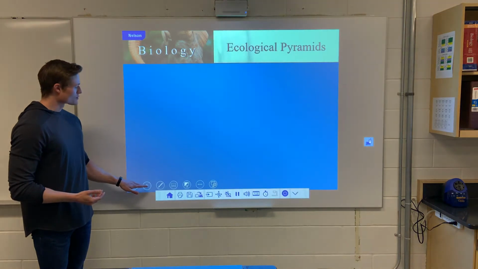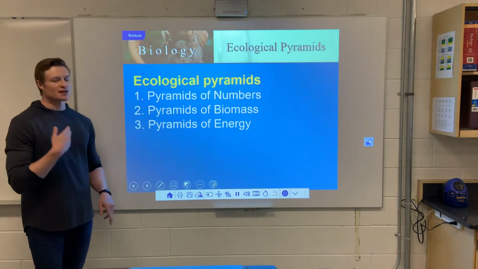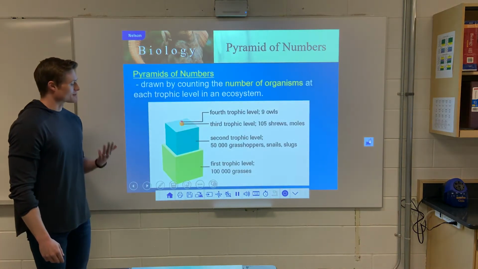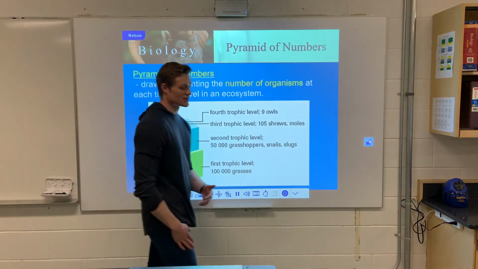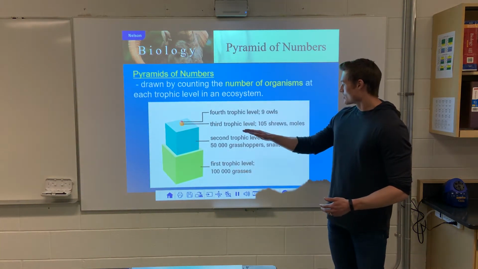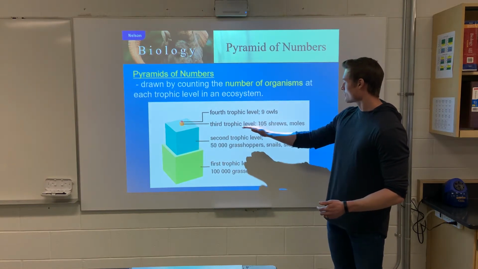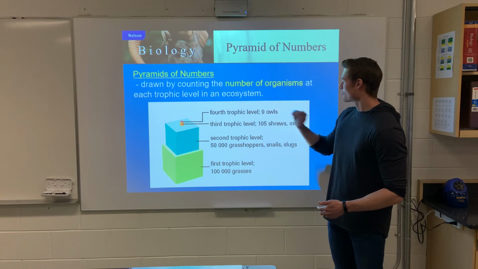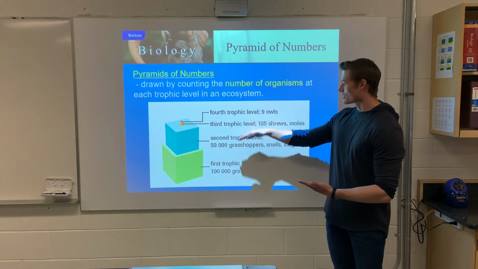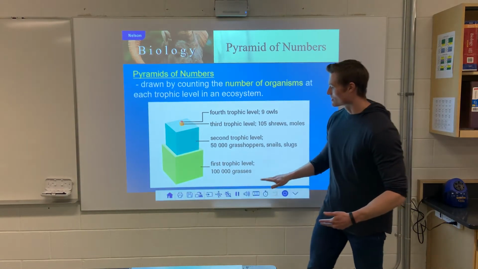And the three types that we're going to talk about are pyramids of numbers, pyramids of biomass, and pyramids of energy. So a pyramid of numbers is really simple. It's the number of organisms in an ecosystem. So we can see here that we have grasses. Second level, we have grasshoppers, snails, and slugs. Third level, we have shrews and moles. And fourth level, we have owls. So this is our pyramid of numbers, and we have the numbers of each. So we throw everything in each trophic level into our pyramid of numbers.